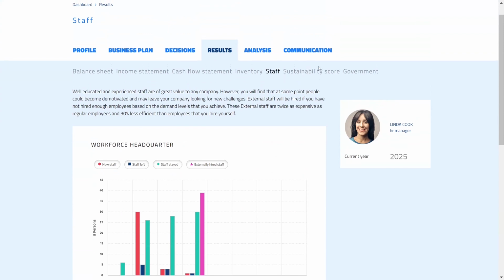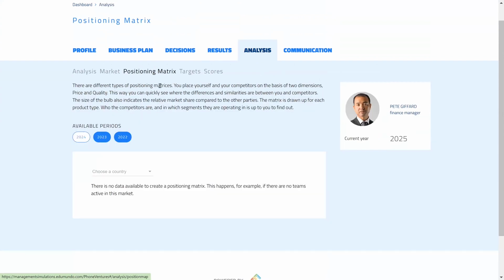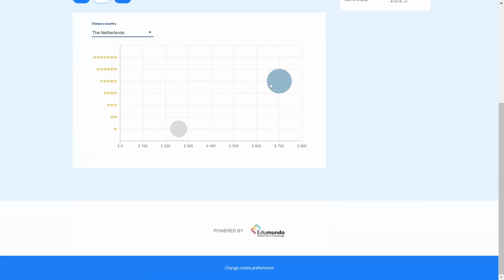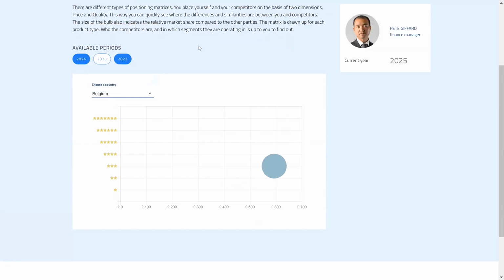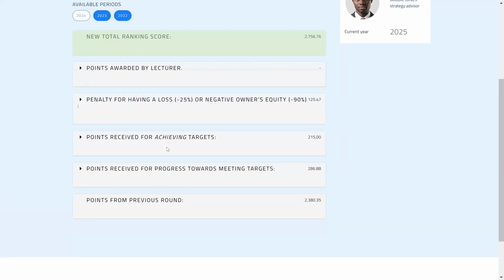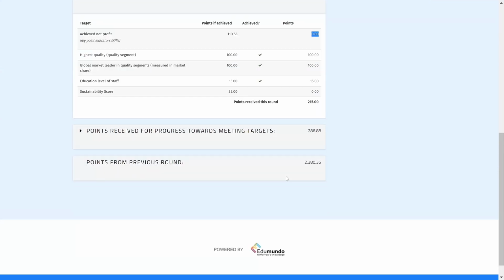I won't go over too much of the results and the decisions. I would like you to know that there is a positioning matrix where at the end of the round, you'll be able to see where the other competitors are on price and quality, and the size of the circle shows the revenues. And you'll get to see how you performed on your targets. Did you achieve them or not? How many points did you get for those targets?